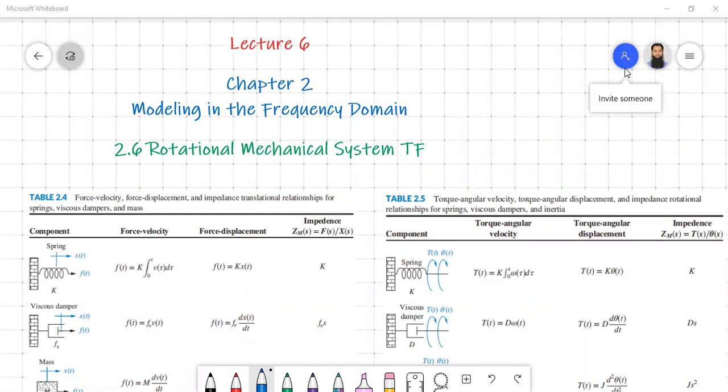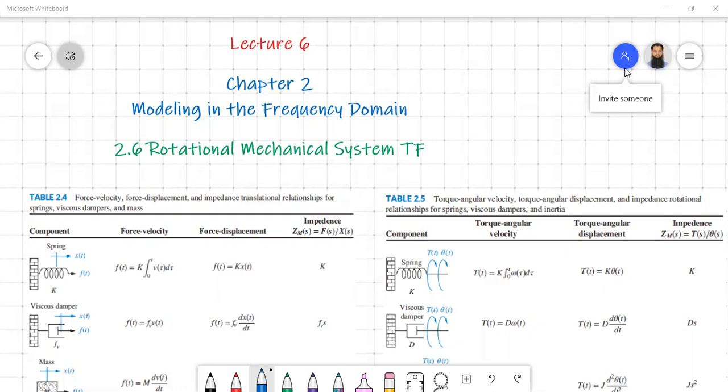We are discussing chapter 2, modeling in the frequency domain. In the last class we discussed how to figure out the transfer function of the translational mechanical system. Today we are going to see how to find the transfer function of the rotational mechanical system, which is article 2.6.